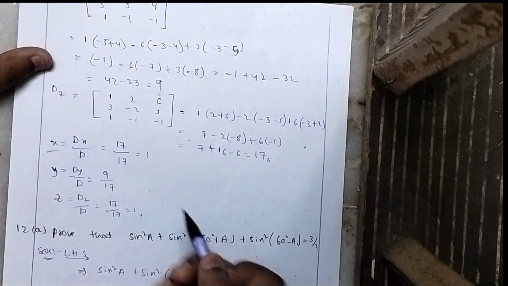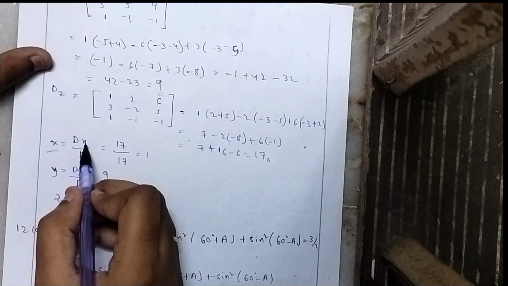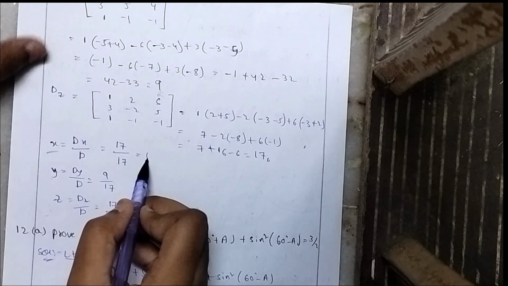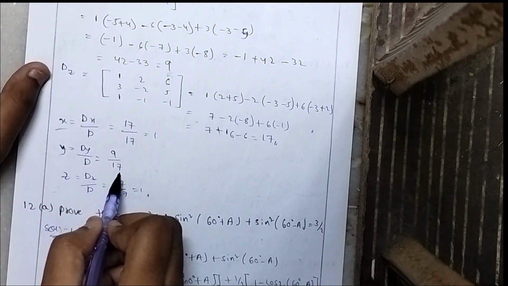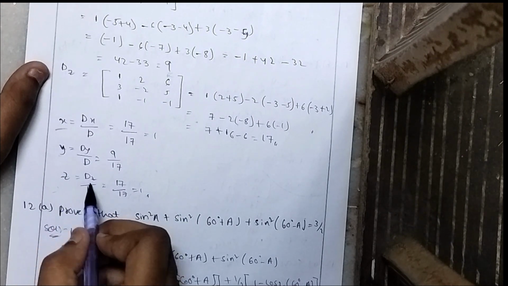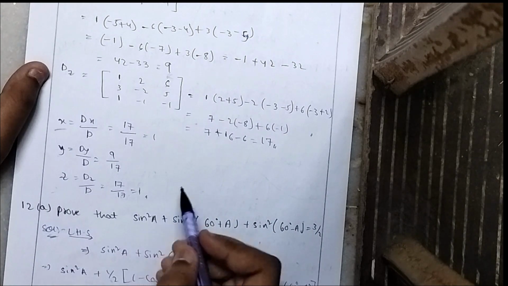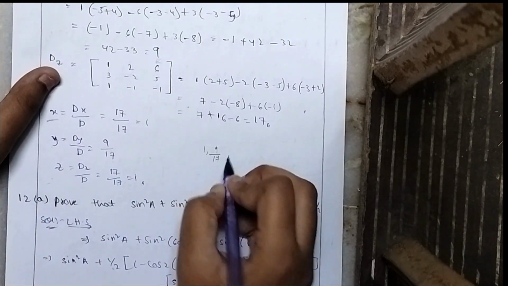So we know the formula that x equals dx by d. Already we know dx equals 17 and d value is 17, that equals 1. And y equals dy by d, that equals 9 by 17. And z equals dz by d, that equals 17 by 17, that equals 1. So the x, y, z values are 1, 9 by 17 and 1.